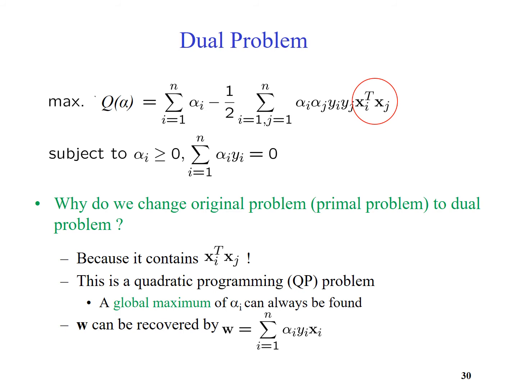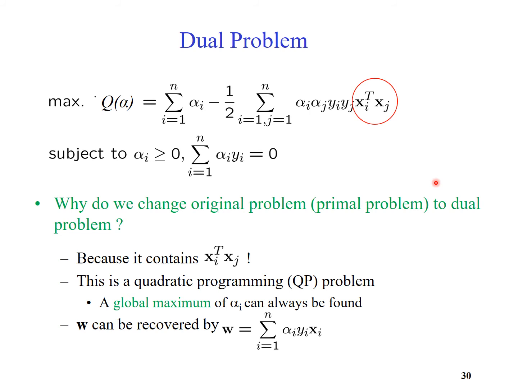So this is the final form of the dual problem. Now we maximize Q like this, subject to this. So we changed the primal problem to this dual problem. If you remember, in the beginning I said when you solve an SVM problem, we define the primal problem first, and then we change it to a dual problem.